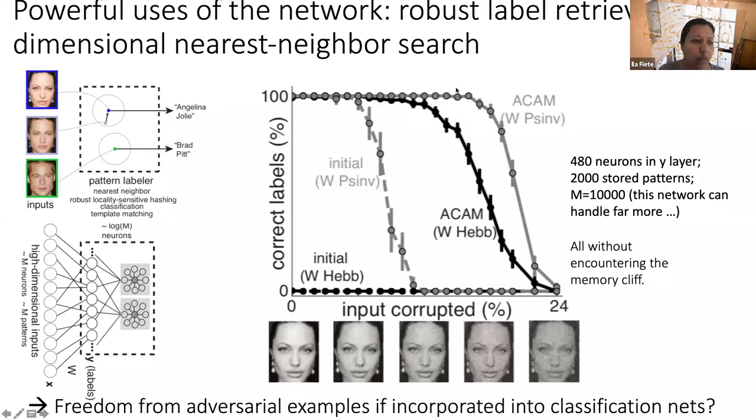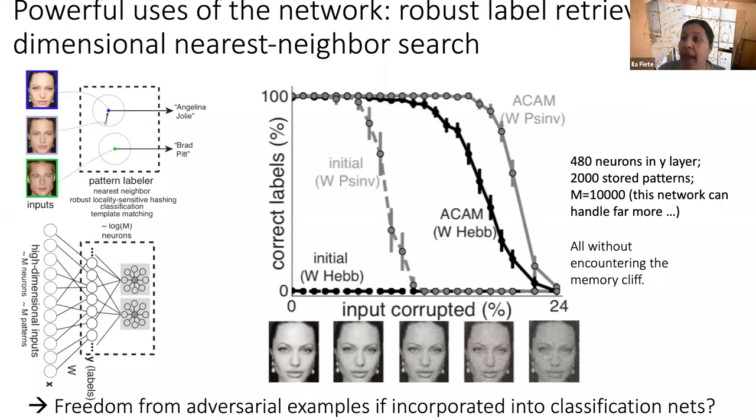So it's like nearest neighbor search. We're not actually retrieving the whole pattern, right? That was the given an input pattern or a corrupted version of an input pattern, this retrieves the correct label. It doesn't retrieve the pattern itself. Okay, so this is a labeling network, or you can think about it as performing high dimensional nearest neighbor search, or you can think about it as a hash, a robust hash memory.